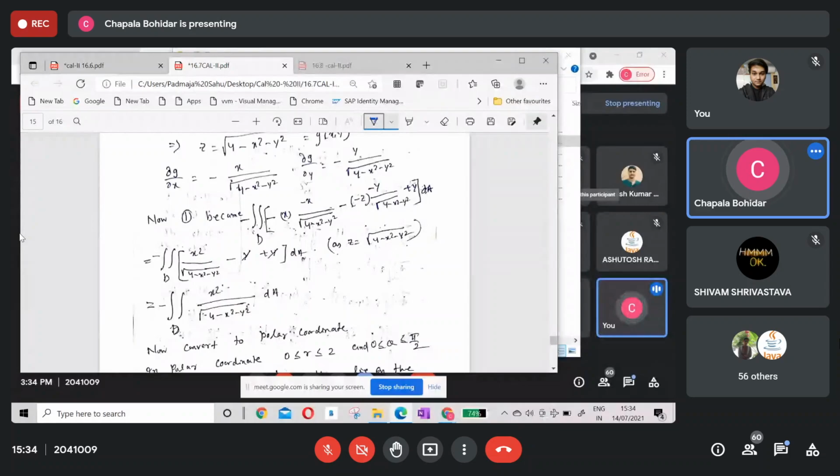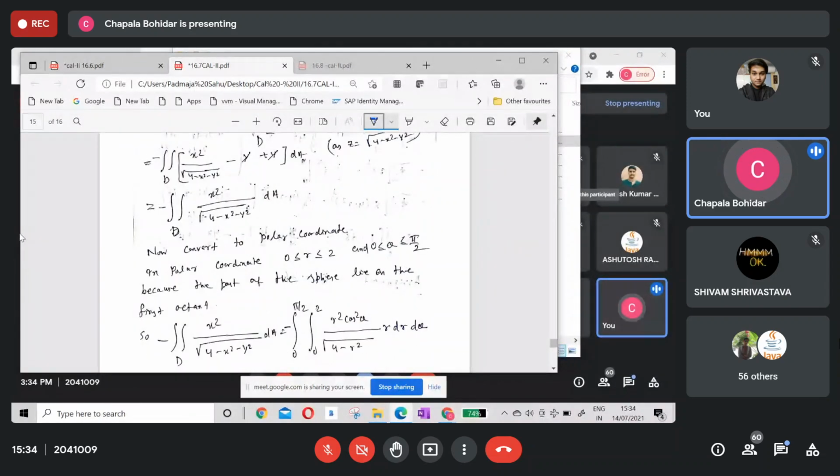So here, how does this cancel out? By substituting the value of z here, we get this canceling out, so we get minus y and plus y, and these two also cancel out. Only the value over dA remains. Now we convert it to the polar form, then it is easy to solve.